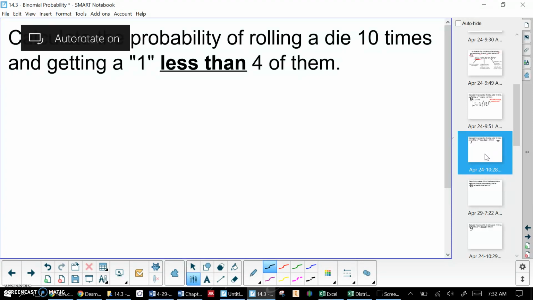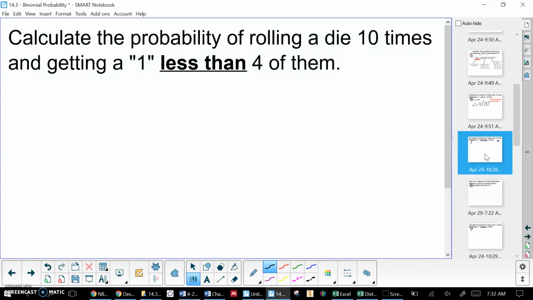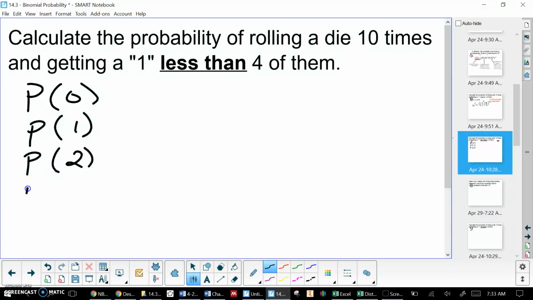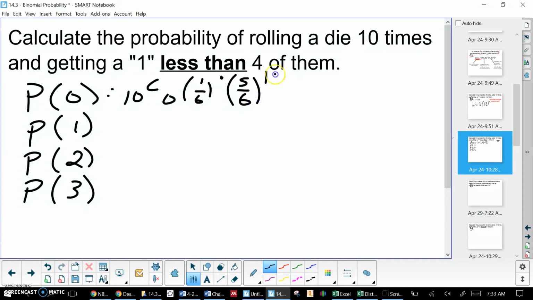In this case, because we can't directly calculate the probability of getting a 1 less than 4 times, what we have to do is calculate the probability of getting a 1 0 times, getting a 1 1 time, getting a 1 2 times, and getting a 1 3 times, less than 4. So we have to find all of these things and just add them up. Each time the formula is going to be the same. So here we'd have 10 choose 0 times 1/6 to the 0 times 5/6 to the 10. And that's just 5/6 to the 10th.